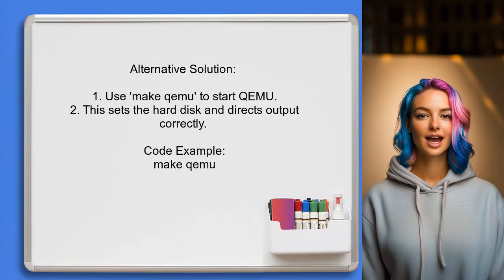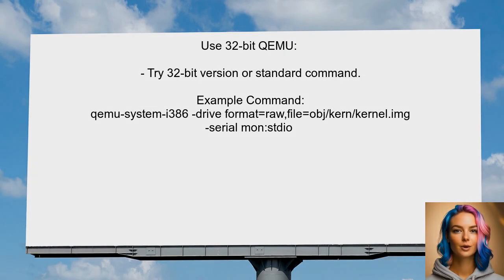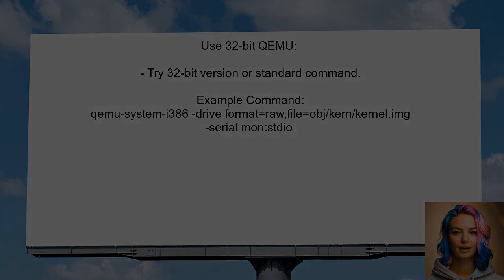An alternative solution from a user named NU140 suggests starting QEMU using the makefile command, make qemu. This method ensures that QEMU runs with the correct options for setting the hard disk and directing output to the terminal. They advise against manually starting QEMU with commands like qemu-system-x86_64. Instead, the makefile handles the necessary options, including the serial port settings. Additionally, they recommend using a 32-bit version of QEMU, or the standard qemu command. The makefile includes options for serial output, which may be necessary for your kernel to boot properly.